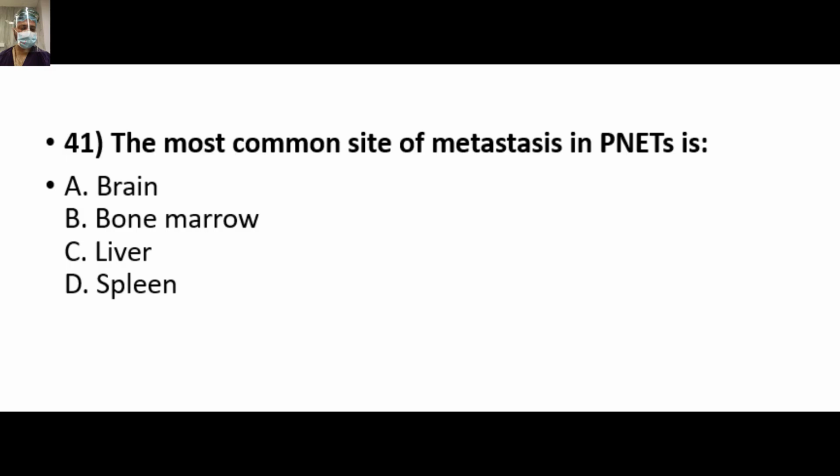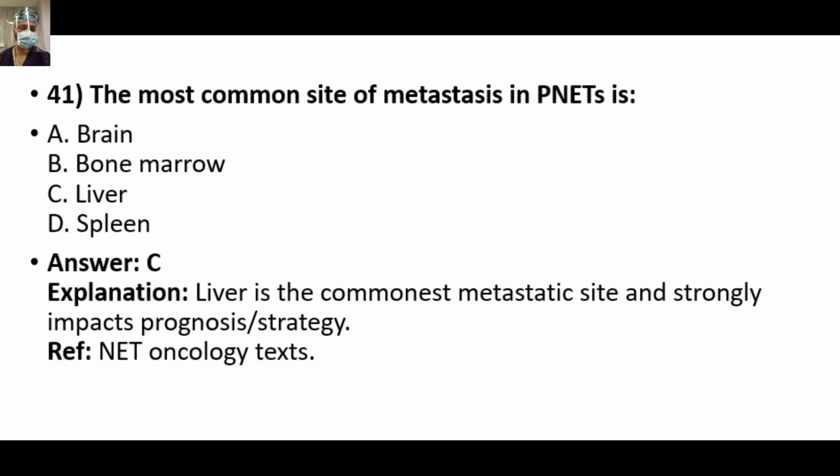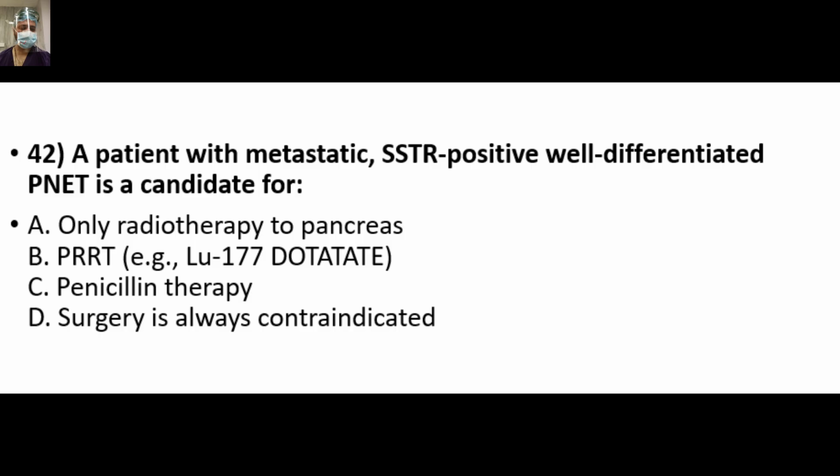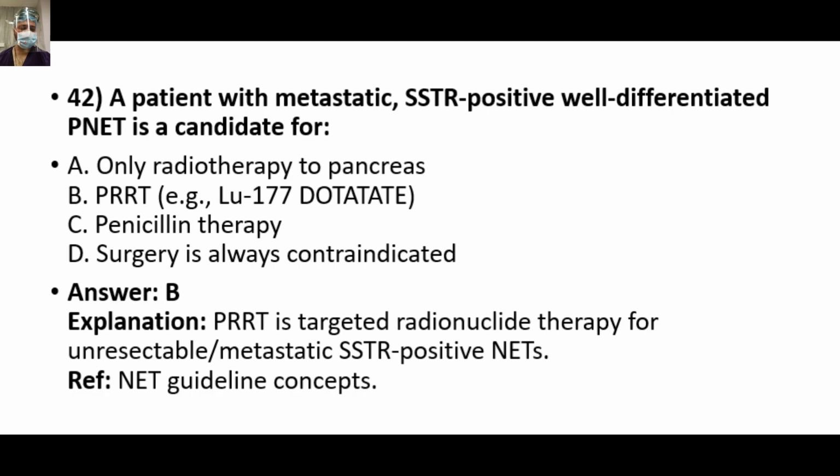Most common metastatic site from PNET is liver. Option C. The site of metastases strongly impacts prognosis and strategy, whether single, multiple, single lobe, or bilobar. A patient with metastatic SSTR positive well-differentiated PNET is a candidate for, again we have discussed, option B, PRRT, the peptide receptor radionuclide therapy. This is a very good modality for metastatic lesions where surgery is not feasible.